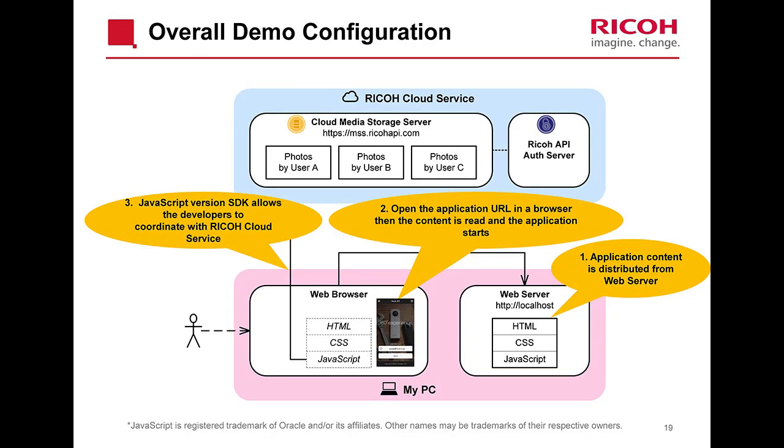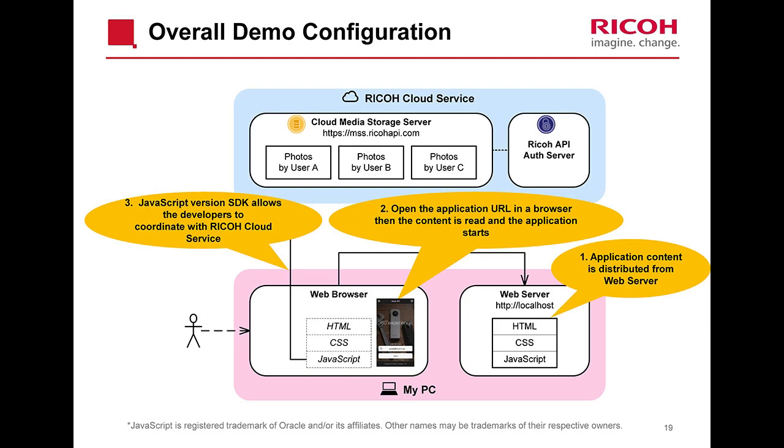The overall configuration of the system demonstrated now is shown in this slide. The configuration is divided into two major parts, the cloud side and the Mac side, my own PC. I set up a web server on my PC side and placed the application content, HTML, CSS, and JavaScript on the server. When I start the browser and access the localhost URL, the application content is loaded into the browser, and the application starts.